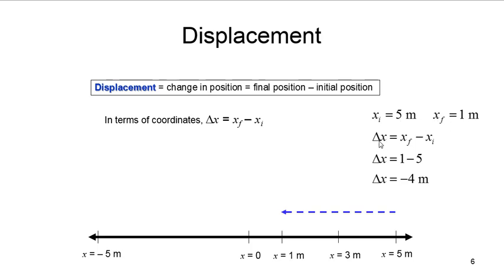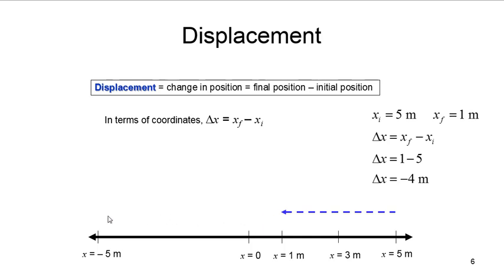His displacement is equal to x final minus x initial. So that's going to be 1 minus 5. So his displacement, delta x, is negative 4 meters. So what does it mean that he has a negative displacement? It just means that he ends up 4 meters to the left, because the negative is the left direction.